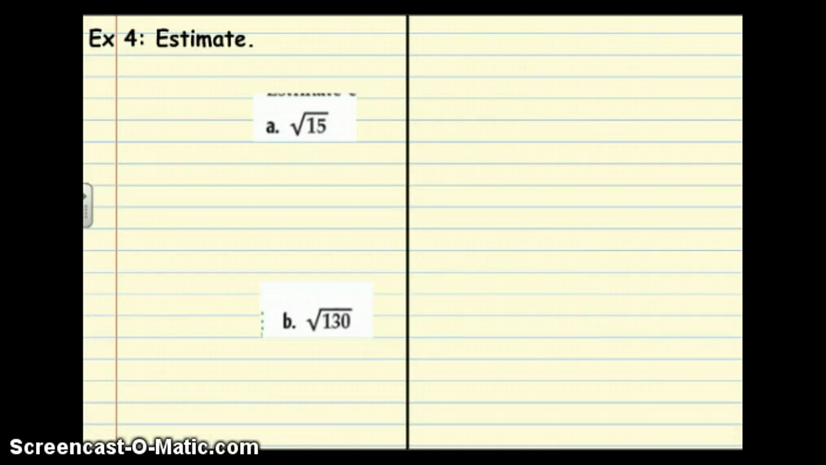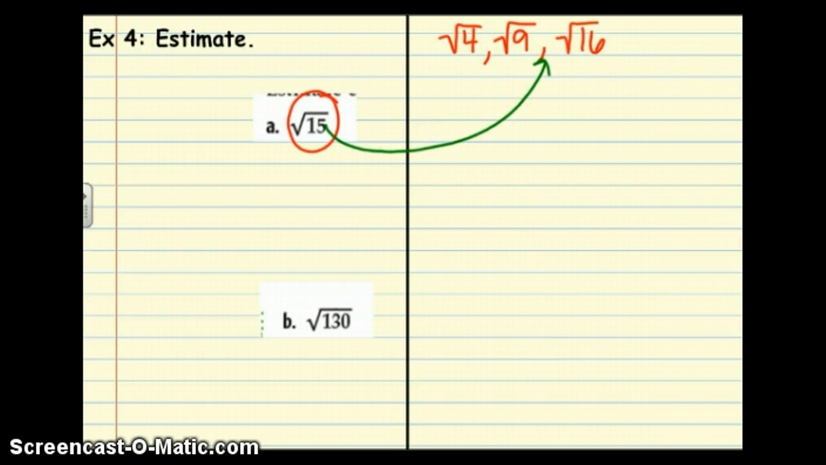Alright, thinking back to those perfect squares from the last example, I want to think about the perfect squares that are closest to a square root that is not a perfect square. So I listed them before. Square root of 4 is 2, square root of 9, square root of 16. Oh, check that out. 15 falls right in between the square root of 9 and the square root of 16. That will help us estimate the square root of 15.